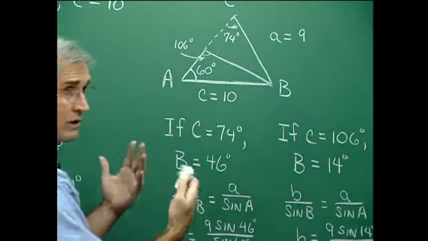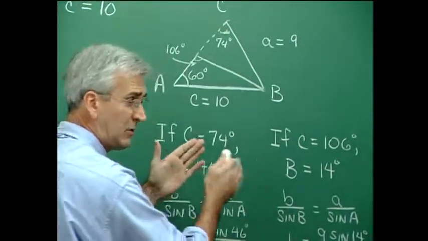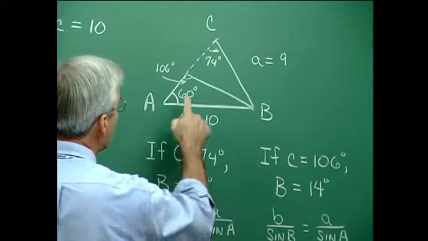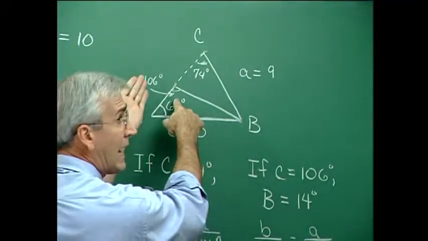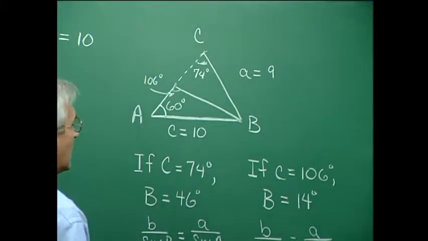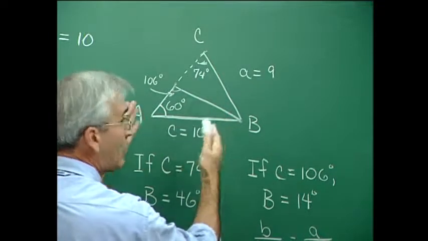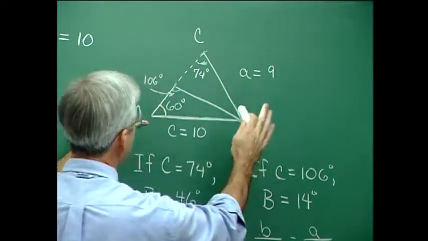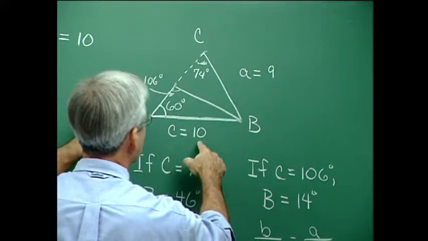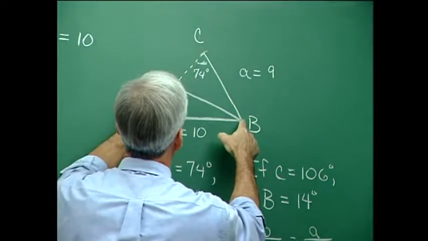If we were told, for example, that we have an obtuse triangle, a triangle that has one obtuse angle in it, then we know that we use this version, a 106-degree angle for C. But we have two circumstances here, and we have to deal with both of them. The given information is still in place: C is 10, A is 60 degrees, and side A is 9. So this is 9, that's 9.